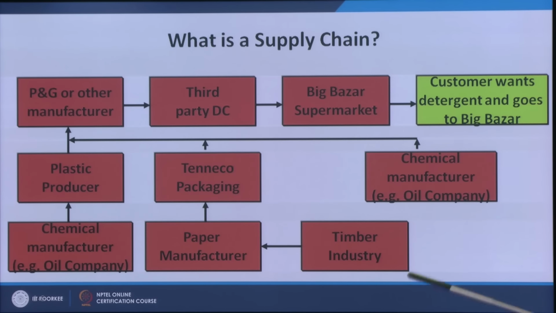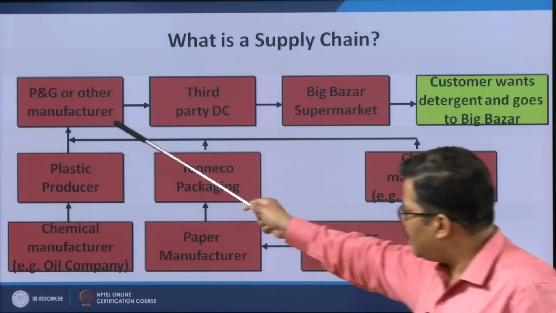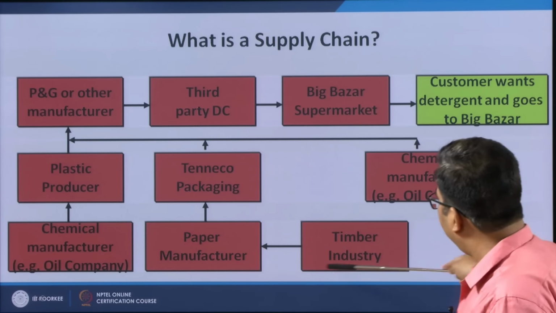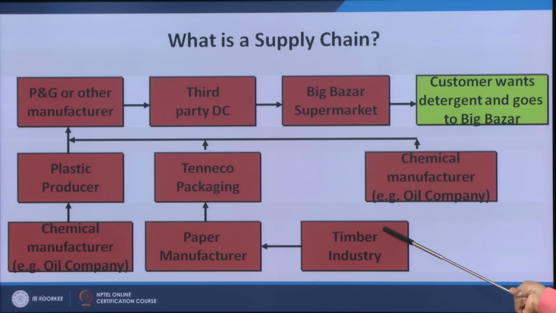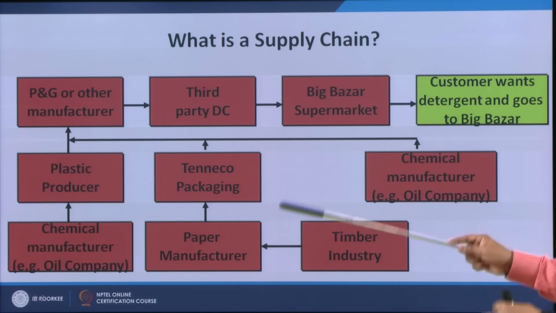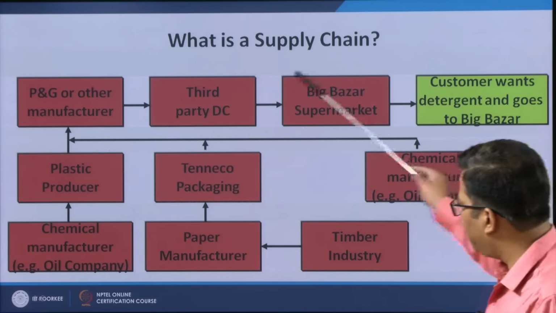So, now you see, to get a product like detergent from Big Bazaar, which is manufactured by some manufacturer like P&G, you have even the timber industry in that supply chain. For a normal customer, it is very difficult to realize that the detergent which I am purchasing from a Big Bazaar mall is actually originating in the supply chain from the timber industry. But when you see in a very holistic manner, you will find that this entire supply chain is there.